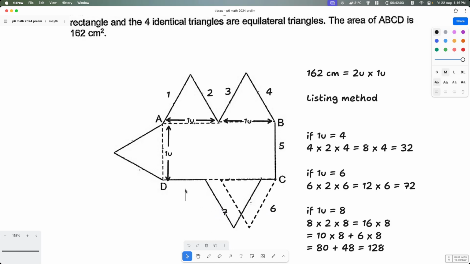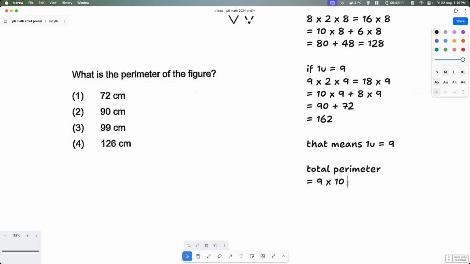Okay, and then we have 8, we have 9. Okay, and we have 10. Okay, we have 10. Correct. So 9 times 10, which is 90 centimeters. So it's option number 2. Okay, there you go.